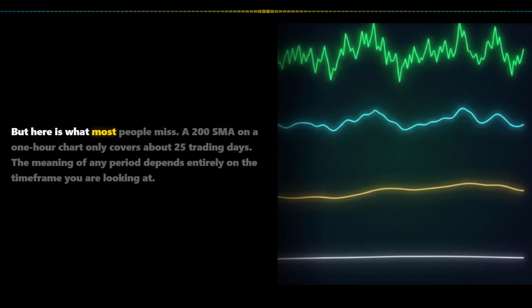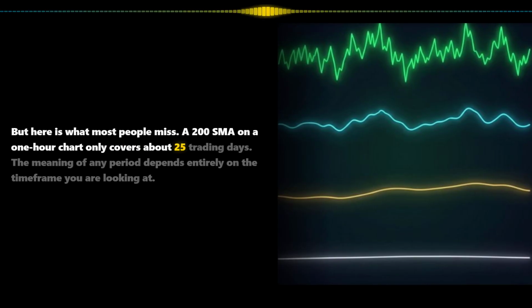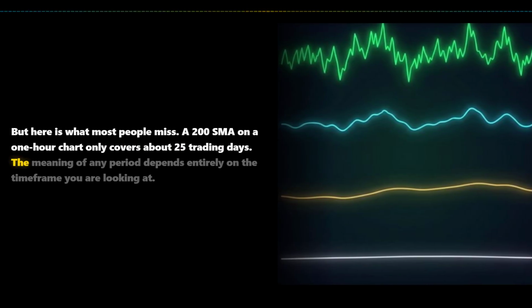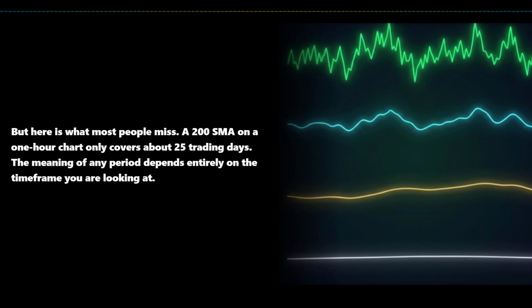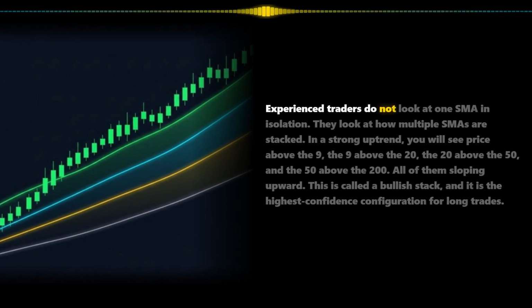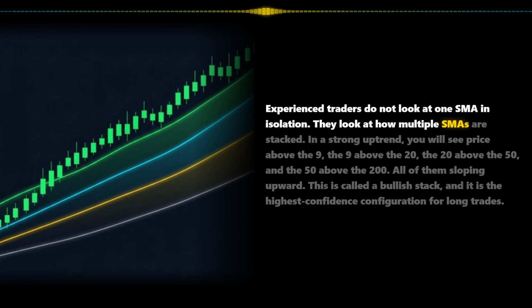But here is what most people miss. A 200 SMA on a 1-hour chart only covers about 25 trading days. The meaning of any period depends entirely on the time frame you are looking at. Experienced traders do not look at one SMA in isolation. They look at how multiple SMAs are stacked.